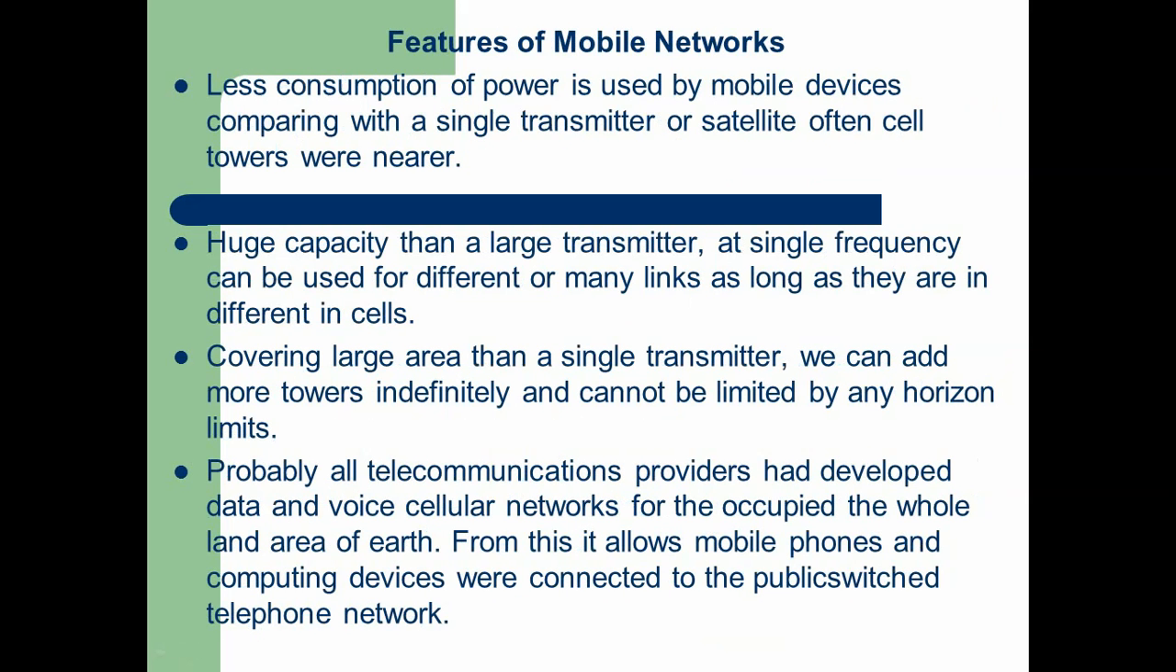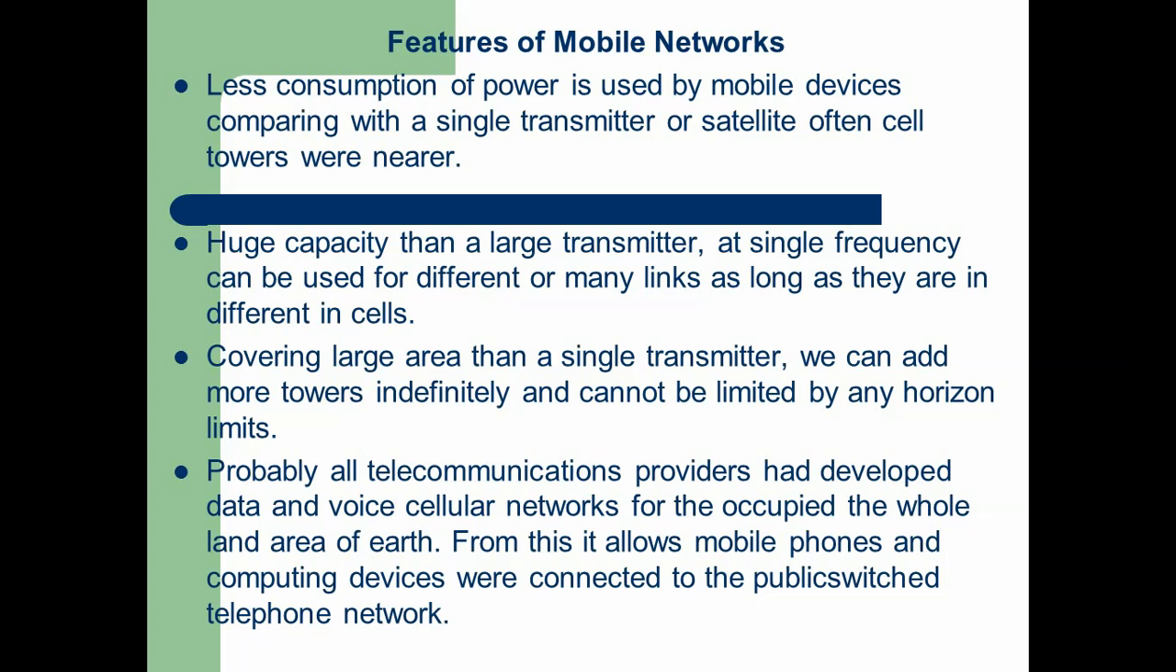Next, features of mobile network. Number one, less consumption of power compared to other devices. Mobile devices consume very little power because of a single transmitter or satellite. Next, huge capacity. With a large transmitter, a single frequency can be used for many links as long as they are in different cells. Memory capacity is also high. The resolution of the camera is also high in mobiles.